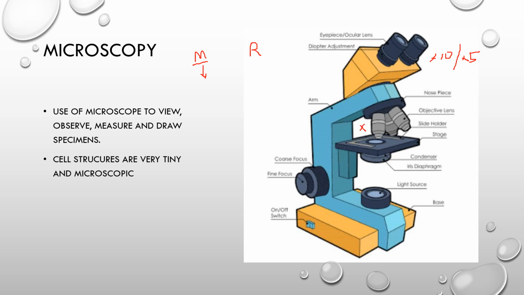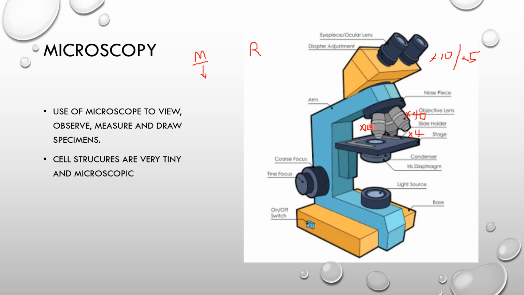That means it magnifies the object by 10 times its original size. This could be times 40. Now times 40 here is called high power. Times 10 is called low power. We could have times 4, which is called scanning power. So whatever you use to view, watch this: these are objective lenses, and they have their own different magnifications.